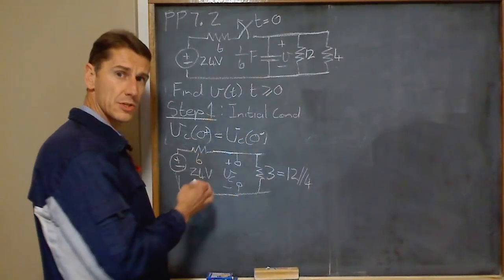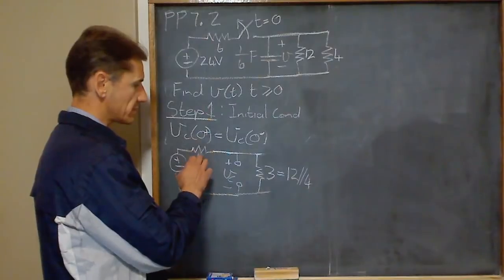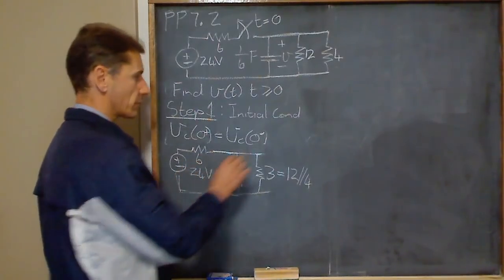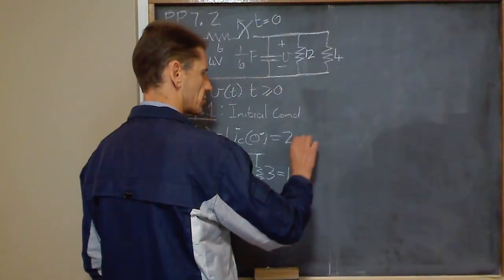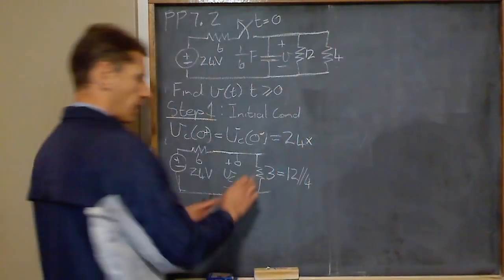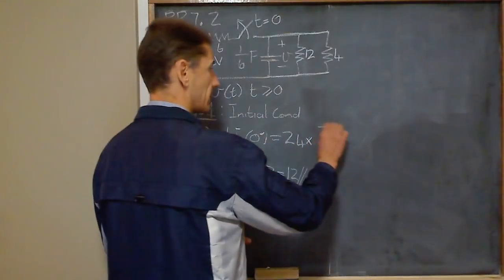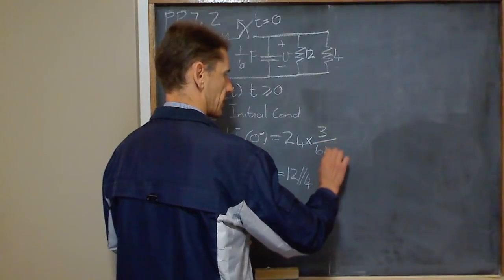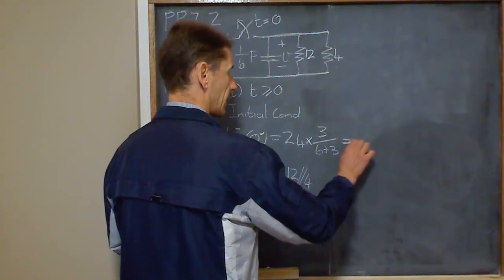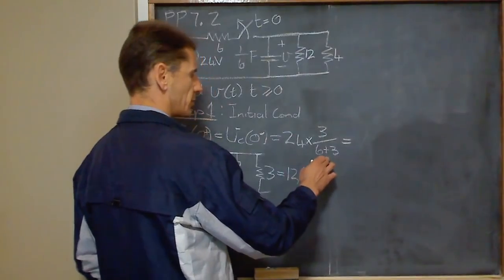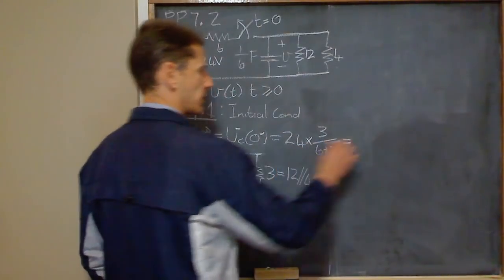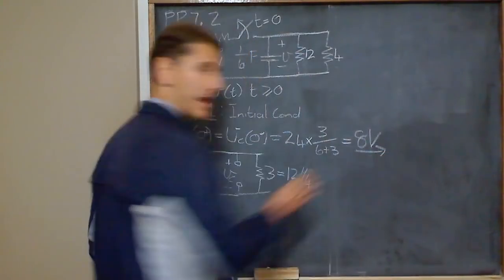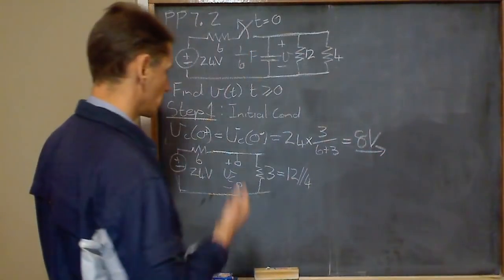So to do that, we're just going to do a simple voltage division, because the 6 and the 3 are connected in series with the 24. I'm looking for the voltage across the 3, so it's 24 multiplied by 3 over 6 plus 3. That gives me 3 over 9, which is a third of 24, so that is 8 volts. Right, so I have my initial condition sorted.